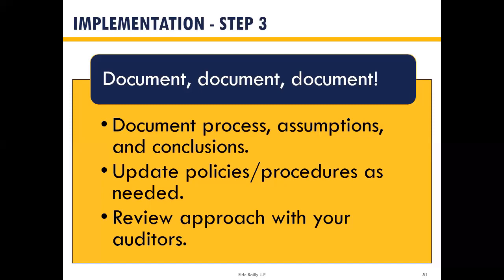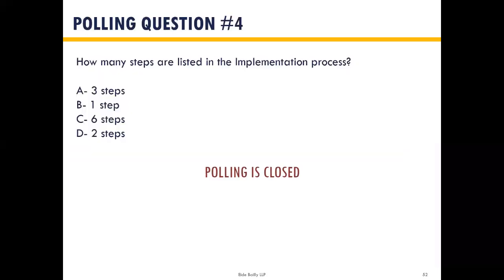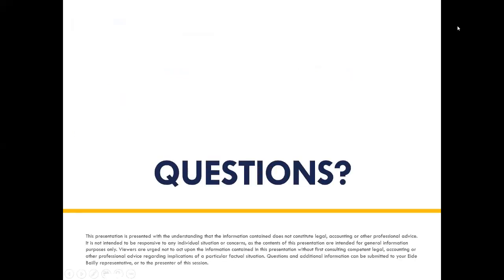So with that, we have our final polling question. All right, the final polling question here. As we're wrapping up, if you do have any more questions, please use the Q&A box to submit those and we will get those answered offline. All right, so how many steps are listed in the implementation process? And the correct answer is 3 steps. We will thank you for your time today, and if you have questions, please submit them and we will get answers back to you.